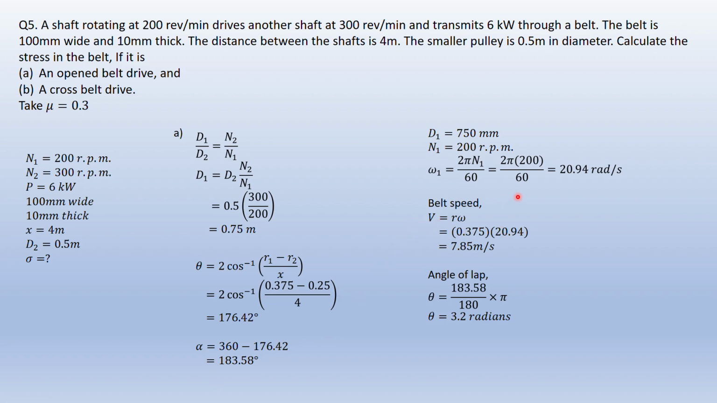Then the next one, you have the speed 20.94, belt speed 7.85 meter per second. The angle of lap is 3.2. That is based on cross belt. So this is your cross belt angle of wrap, and this should be your open belt angle of wrap. So there are two different angles of wrap.